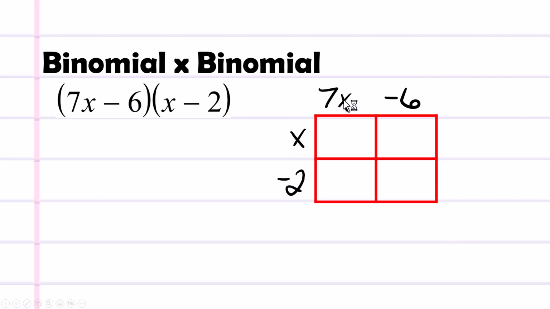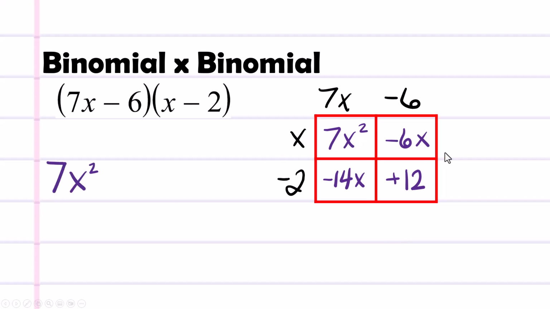All right, we have 7x times x. That's going to be 7x squared. Negative 6 times x is negative 6x. Negative 2 times 7x is negative 14x, and negative 2 times negative 6 is a positive 12. All right, we have one squared term, that's 7x squared. We're going to have to combine these x's, and that's going to be a negative 20x, and then we have the plus 12. All right, that's using the boxes.